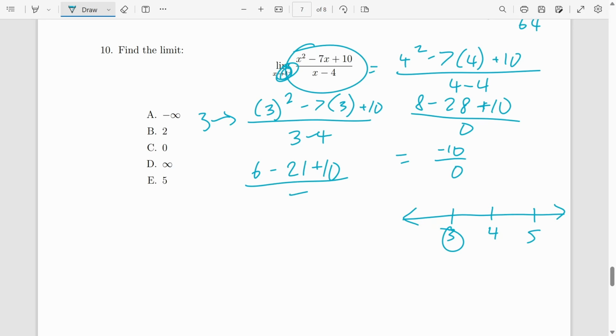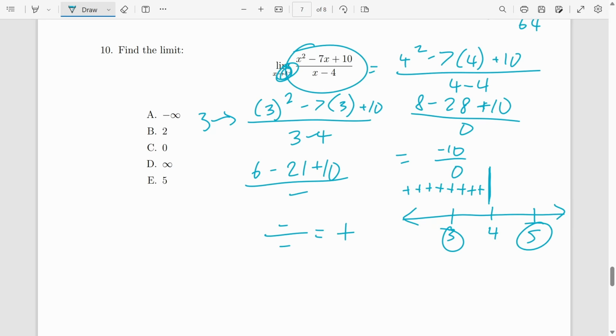That is a negative number. Let's see, on the top, it's going to be 6 minus 21 is negative 15, plus 10 is going to be negative 5. So this is going to be negative over a negative, which is a positive value. So you know everything that's going to be on the left of the 4 is going to be positive. So we're going to put a bunch of pluses here.